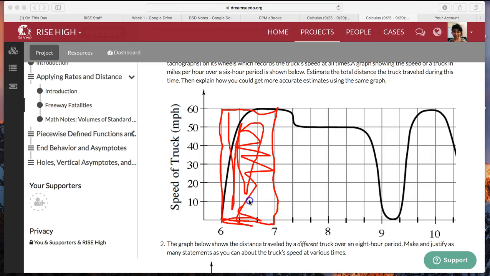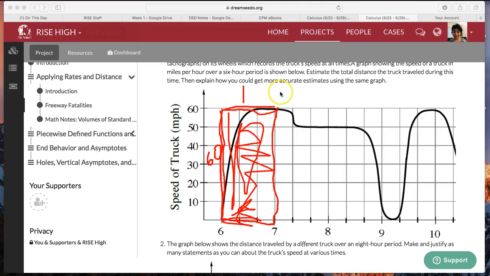Okay. We see that we traveled 60 miles per hour. This is our speed here. 60 miles per hour over 1 hour.